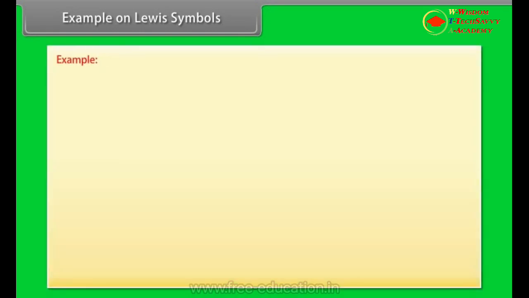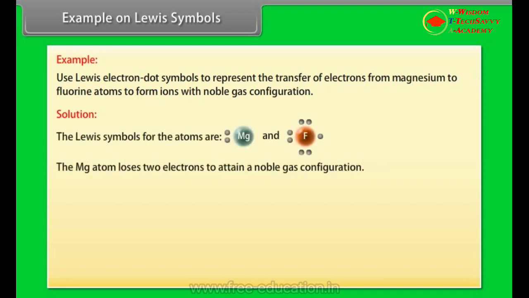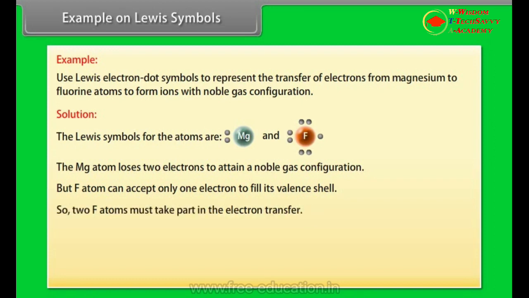Example on Lewis symbols. Use Lewis electron dot symbols to represent the transfer of electrons from magnesium to fluorine atoms to form ions with noble gas configuration. Let's see the solution. The Lewis symbols for the atoms are shown. The Mg atom loses 2 electrons to attain a noble gas configuration, but the F atom can accept only 1 electron to fill its valency shell, so 2 F atoms must take part in electron transfer. We can represent this electron transfer as shown.